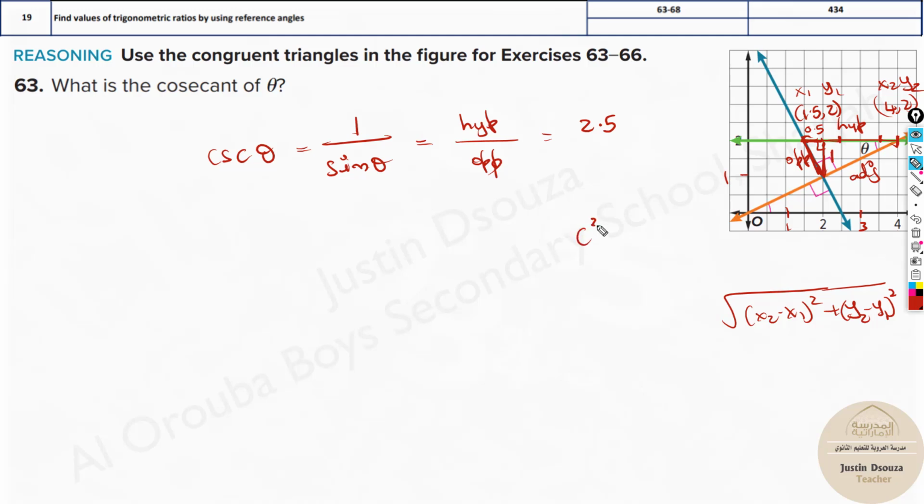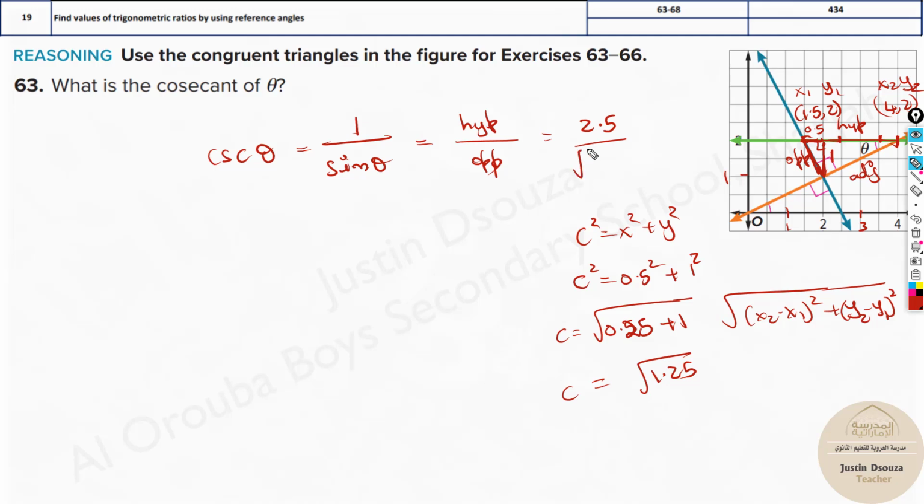Now, this is 90 degree here, and this will be the hypotenuse. So I can use the Pythagorean formula, a squared plus b squared. To find the hypotenuse, c squared, I need the horizontal, which is 0.5 squared plus 1 squared. You can put this in the calculator and get the answer. C will be square root of 0.25 plus 1, so this is square root of 1.25. Now this is divided by square root of 1.25 because that is the opposite side.